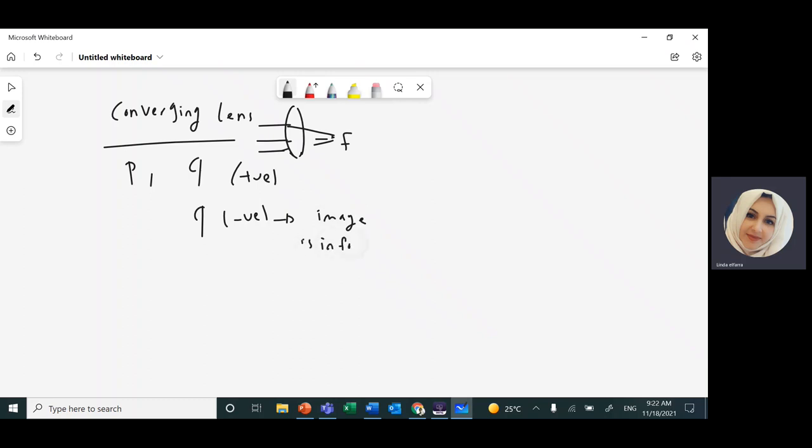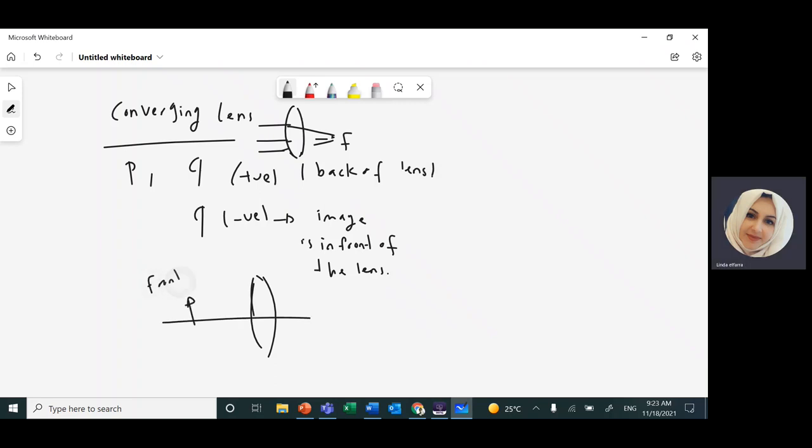is in front of the lens. In front of the lens means the image and the object are on the same side. If Q is positive, that means the image is on the back of the lens. Here this will be the front, and here the back. Focal length is always positive for a converging lens. This is the only case, when the object is really close, between the focal point and the lens.